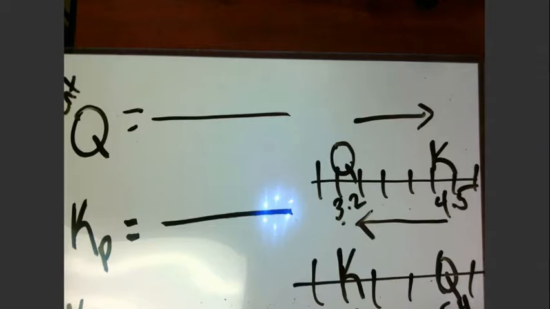I'm going to make you guys practice that because it's actually pretty easy. You just have to take the time to write your Q value, determine your K value, and then compare. When you compare, you're like, okay, this number is less than this number, so there's going to be a shift to the right, or this number is greater than this number, so there's going to be a shift to the left.